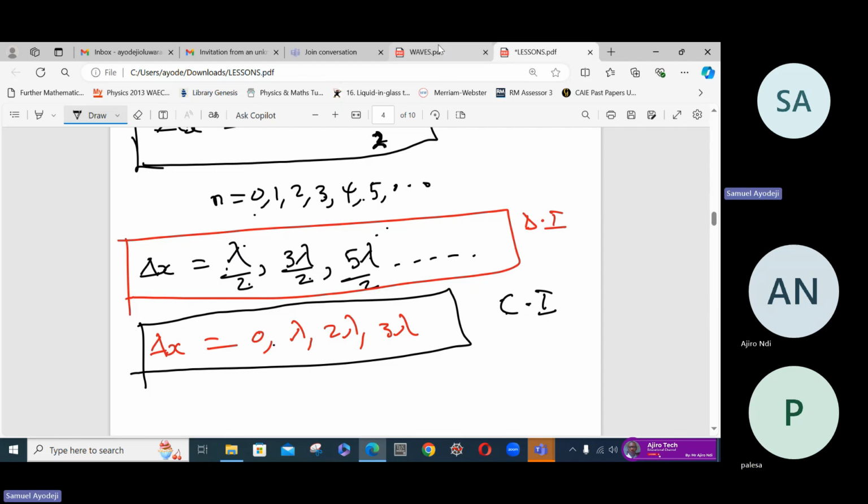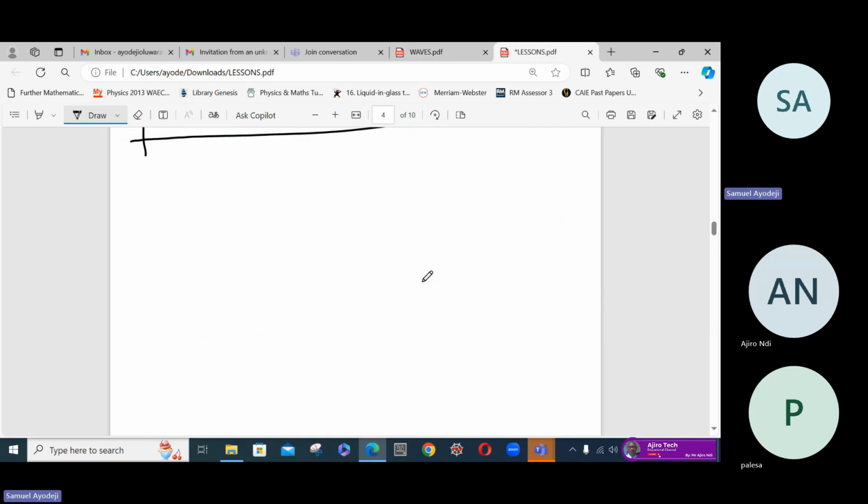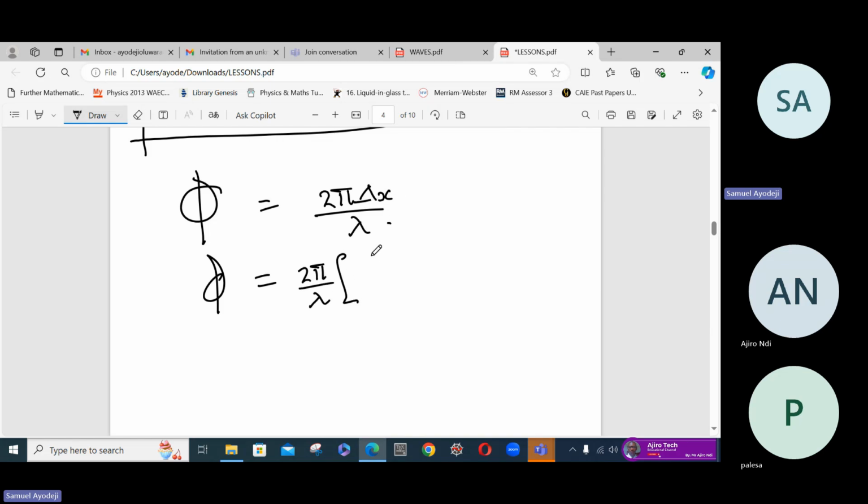Okay, fine. So moving ahead. Now the same thing for phase difference. How do I get the phase difference? Let's work it out. This is the formula for the phase difference of that one. Remember, the phase difference, which I call theta, is 2 pi times the path difference x over lambda. For this particular one, we have 2 pi over lambda, bracket, n lambda plus lambda over 2.